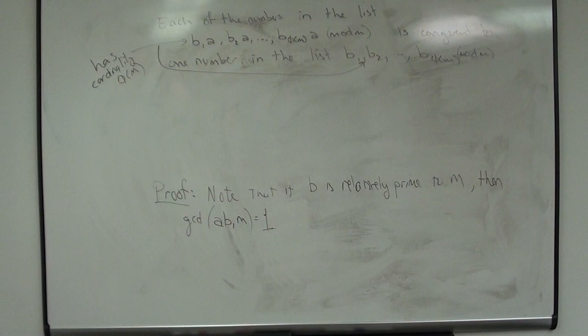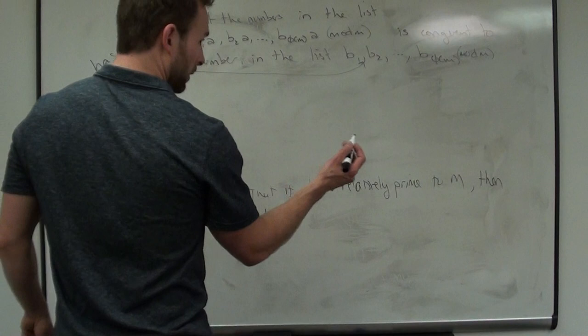And we know that everybody in b1a, b2a, up to b sub 5m a is equal to some guy in b1 through b sub 5m. We just have to show that that first list is going to be distinct. We know the second list is. So how do we show distinctness? Well, we do like we did with our uniqueness.